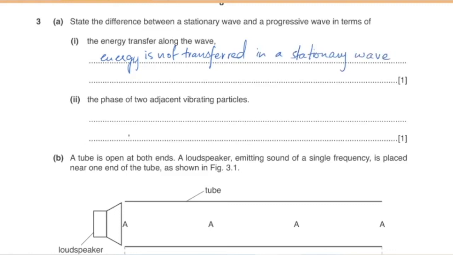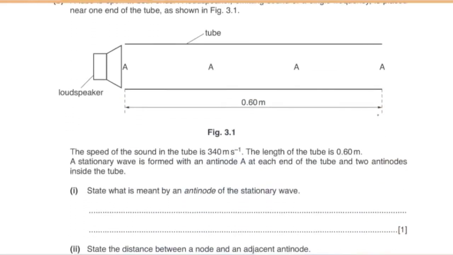Part 2, the phase of two adjacent vibrating particles. So in a stationary wave, as long as there is no node between two particles, they are in phase, but in a progressive wave, particles do have a phase difference. So particles are in phase in a stationary wave. But we are only talking about the two adjacent vibrating particles, not all particles.